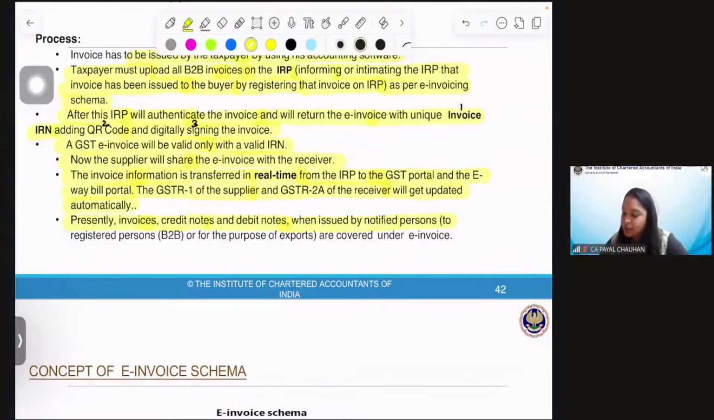Perfect. Now, registered persons doing B2B or for the purpose of export are covered under e-invoice. We already discussed that for two transactions it's required to have an e-invoice. The first one is B2B transaction and the second one is in case of export.